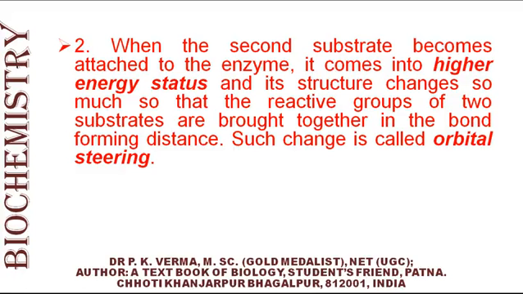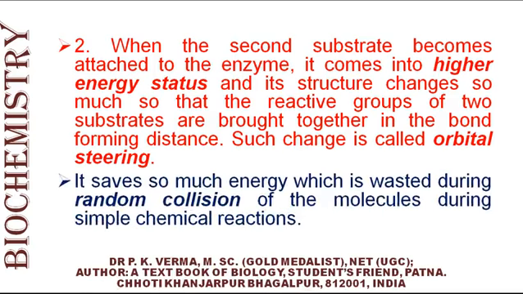Let one substrate be A, another be B. These two will be picked up by the enzyme in a way that their reactive groups are outside the reaction center. After the structure of the enzyme changes, the reactive groups of both molecules will be brought together by the mechanism known as orbital steering. It saves so much energy which is wasted during random collision of the molecules during a simple chemical reaction.